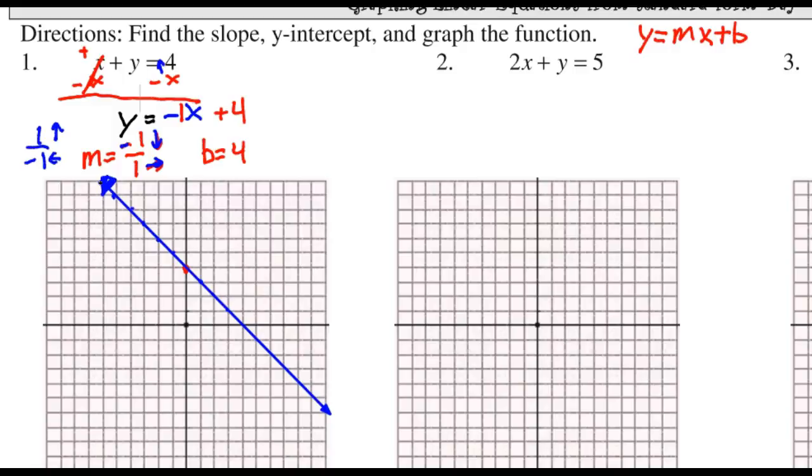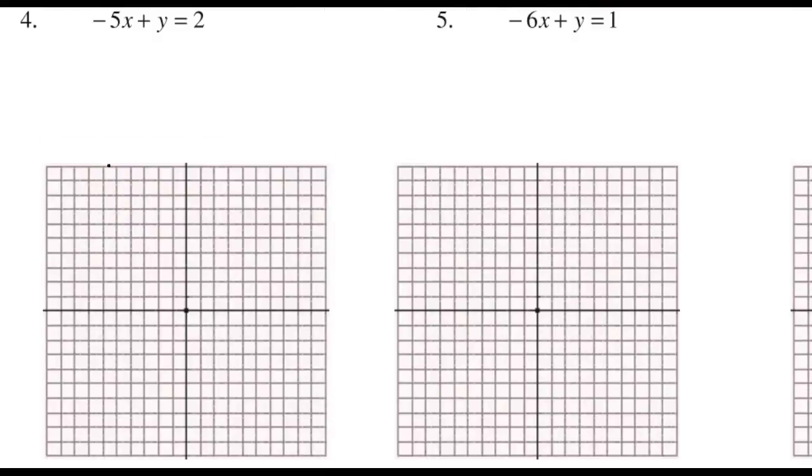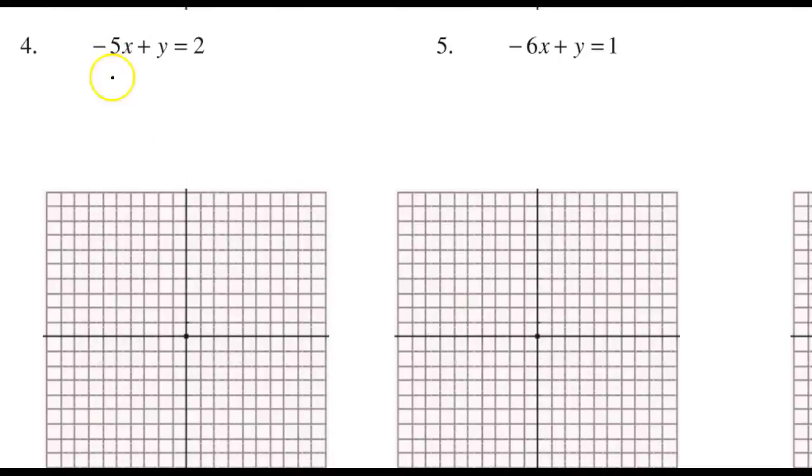Okay, I'll do one more with you, then I'll have you guys try one. So let's go down, number 4. All right. So how can I get rid of the negative 5x? What should you do to both sides? Add 5x. Yeah, so go plus 5x both sides. Very good. See, not so bad. You can do this. So that equals 0 on the left. That's good. I'm left with just y equals. What should the right-hand side be? 5x plus 2.